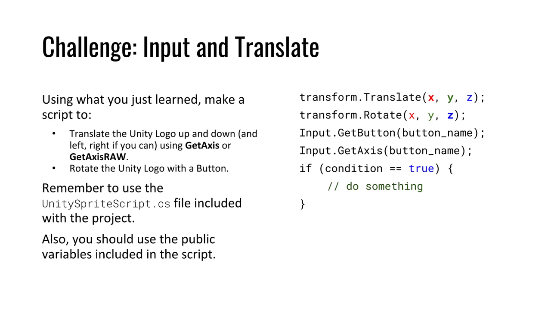Well, you can try get axis, but if you remember, get axis also includes the intermediate values between 0 and 1, for example. So get axis raw just immediately says 1 or -1 or 0. But either of them should work. So get axis will give you like somewhat of an acceleration.